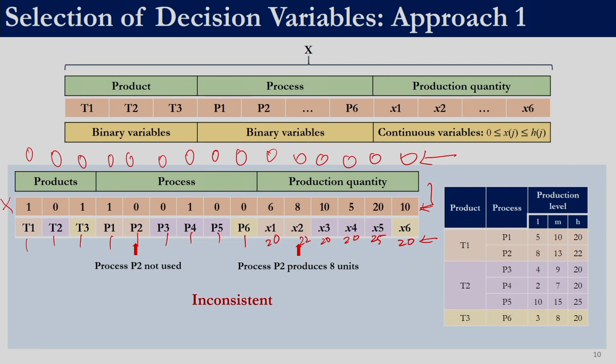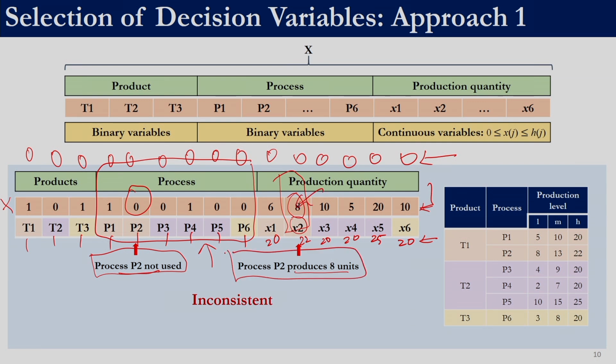Now let us see what this solution indicates. This solution indicates that process P2 is not used because it is 0. That was our encoding scheme: if it is 0, it means we are not using that. Whereas look at x2. What does it denote? How much we are producing from process 2, which is 8. So this part of the information is saying that we are not using process 2, whereas this part of the information is saying that we are using process 2 and producing 8 units. That is inconsistent. What we are getting from here and what we are getting from here are inconsistent. Now it becomes a problem as to which one is correct.